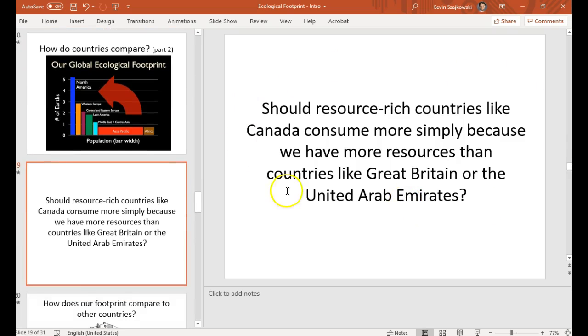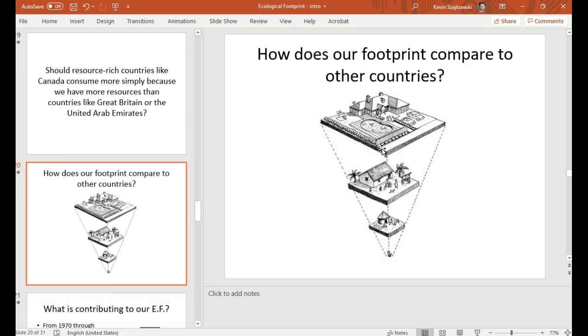Okay. A big question then that we sometimes ask students to think about in class, Canada's a resource-rich country. We have a lot of resources, a lot of land, not a lot of people, and so we're very lucky and can consume resources and in many ways take those consumption of resources for granted. But does that mean we should simply because we can? And that's a big question, a moral question, really, that you'll probably be asking as you work on your project at the end, right? How does our footprint compare to other countries?